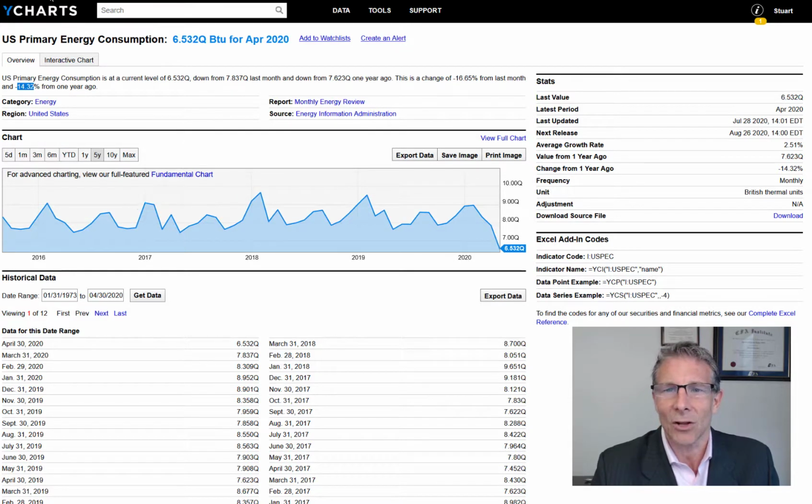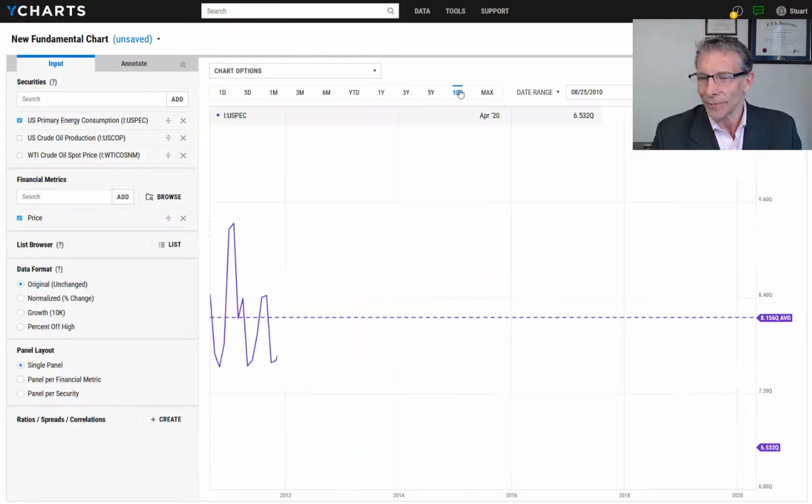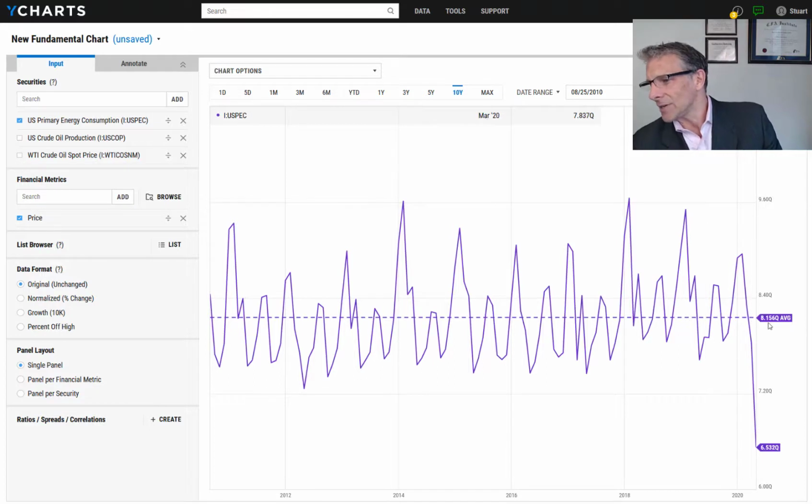And you can see this is quite cyclical. Now let's look at a 10-year chart so you can see the pattern a little bit more clearly. And you can see this is very seasonal. So we spike in the winter as energy consumption goes up, as people need more heating and whatnot. And then we also spike in the summer as people need more energy for cooling. So you have a bigger spike in the winter, a smaller spike in the summer, and this goes on.